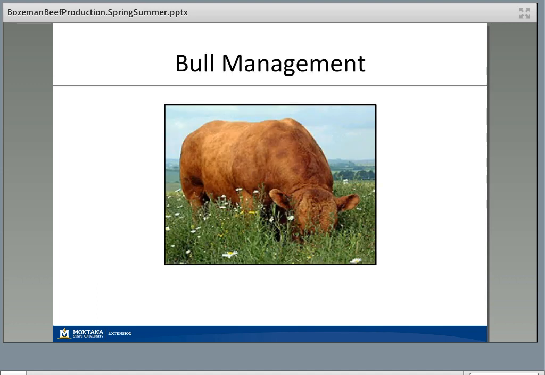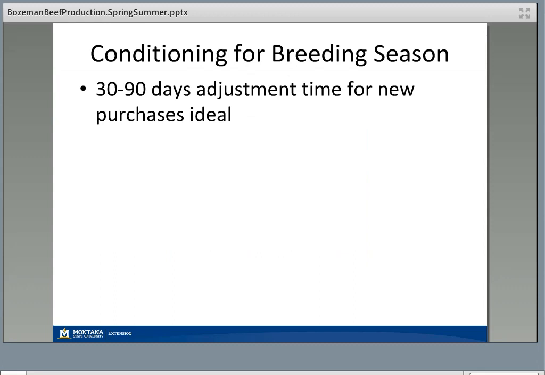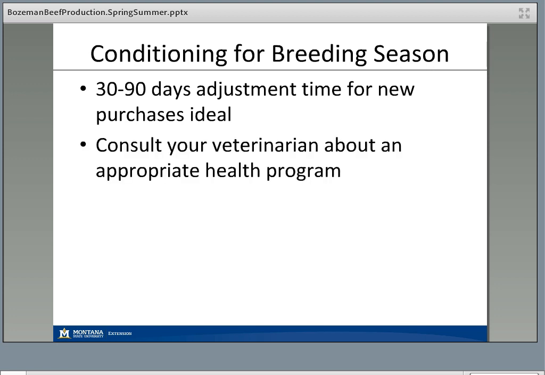So let's talk a little bit more about managing bulls, getting bulls in shape for breeding season. If we have new bulls that we've purchased, it's ideal if they can come 30 to 90 days ahead of when you're going to need them so that they can get adjusted to your environment. Visit with your veterinarian about an appropriate health program for them, as well as visiting with your seedstock producer about how they've been managed as calves.